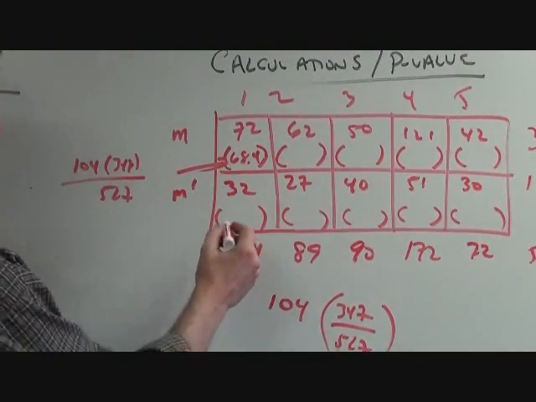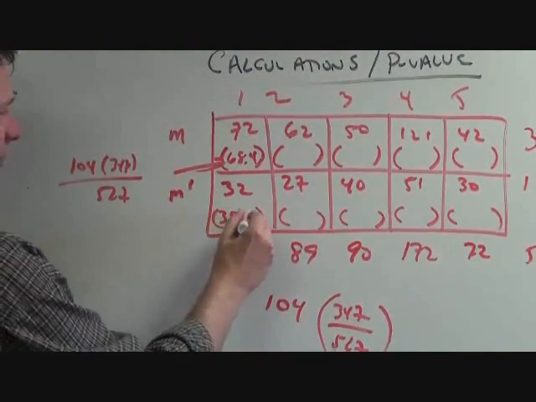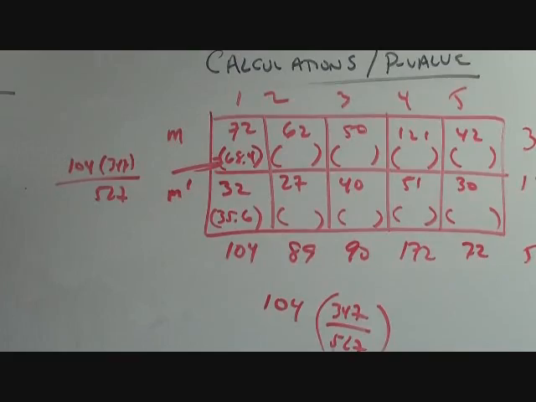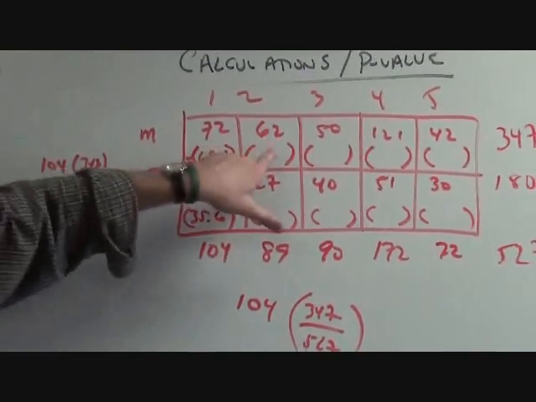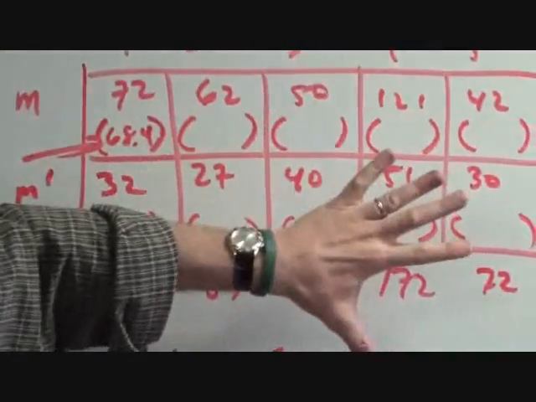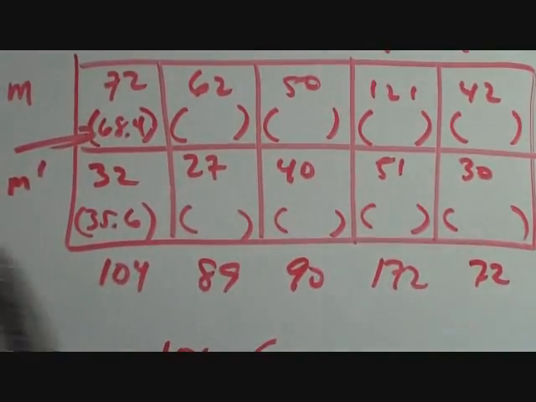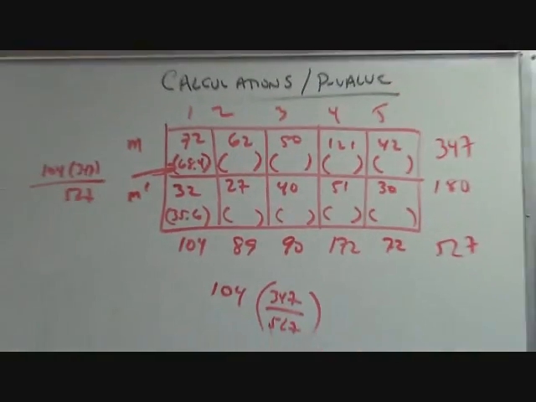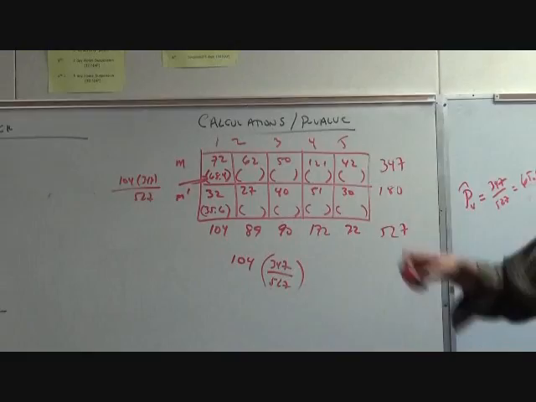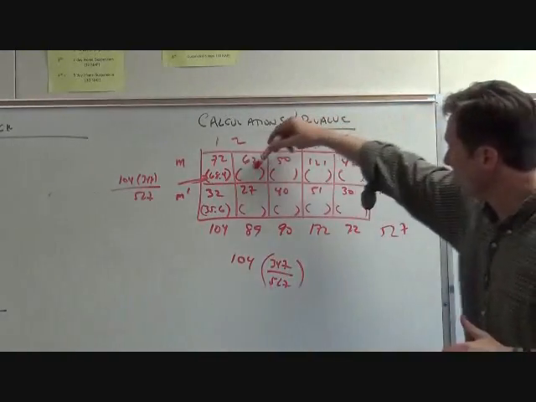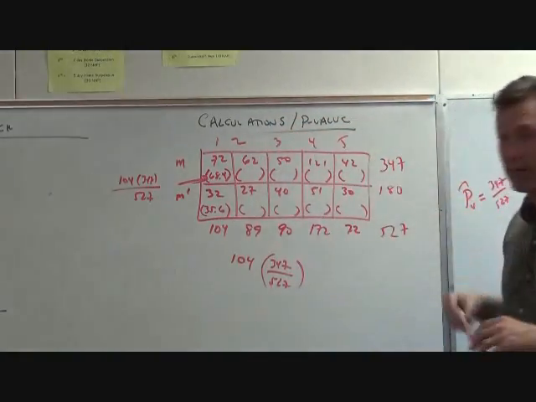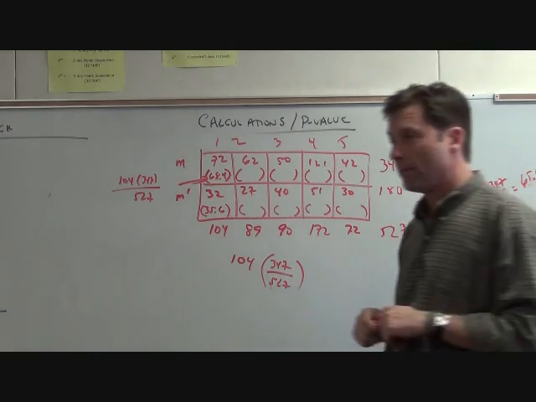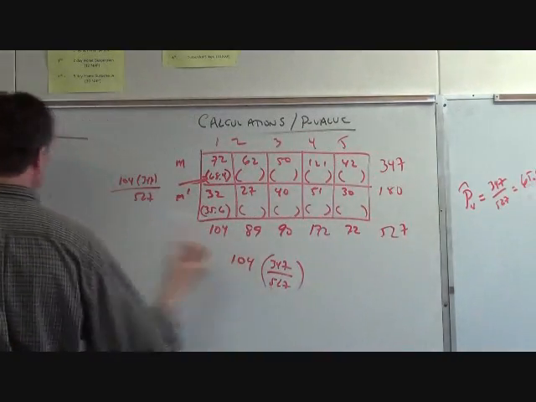Maybe. What is this going to be? 35.6. So really we just need to figure out these four and then do the subtraction. Go to work. Go complete your table. So this guy would be 347 times 89 divided by 527. Take that value, subtract it from the 89.